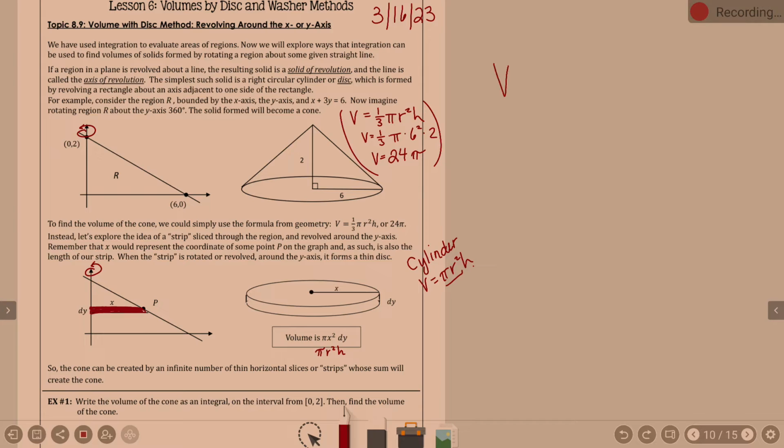Now, let's start with V equals. I'm going to keep it basic here, right? When we talk about this, because this is, just like yesterday, a horizontal section, right? We're revolving around the y-axis. We're going to do this in terms of y. Okay? So we're going to do this in terms of y. When you revolve around the y-axis, you're in terms of y. When you revolve around the x-axis, you're in terms of x. Now, we're going to have pi, yes?